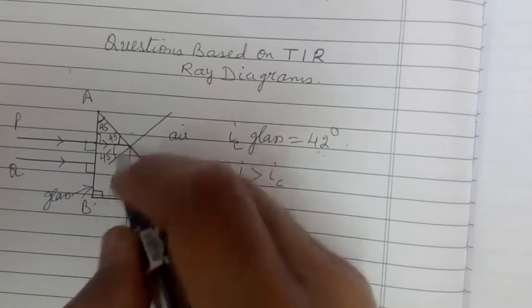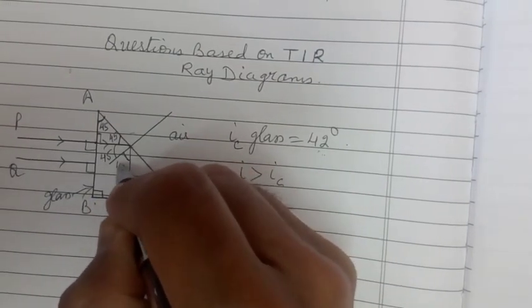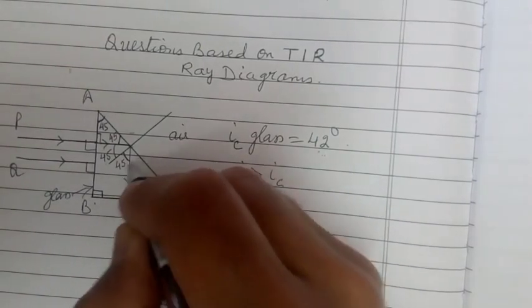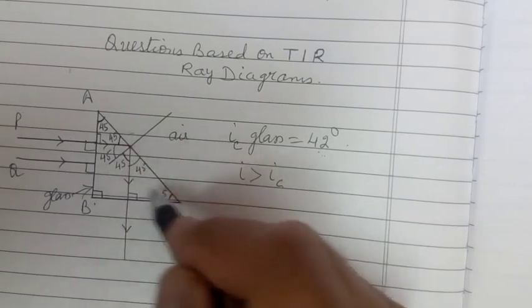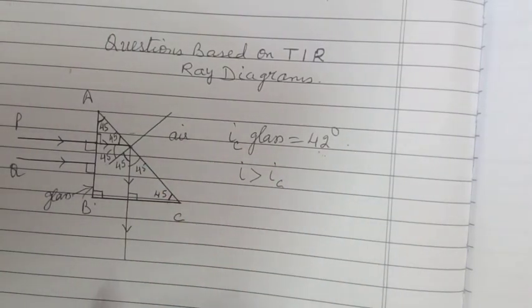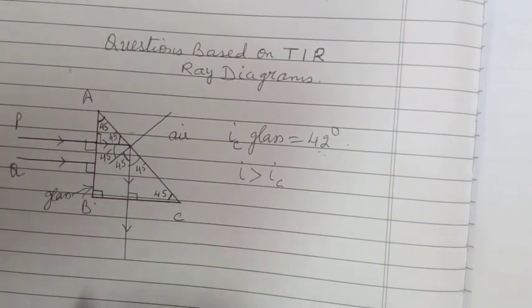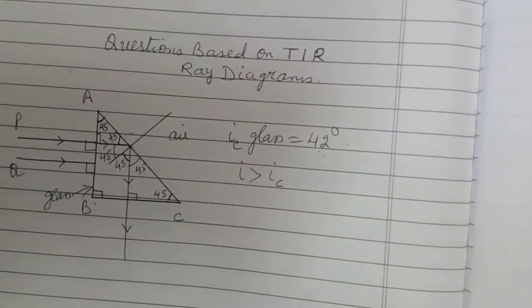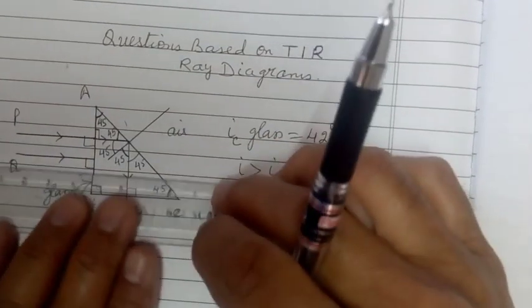So this angle is 45. Since the ray is a reflected ray, this angle is also 45 degrees. Similarly, this angle is also 45 degrees. So you need to mark all these angles for at least one ray. You need not mark for all the rays, but at least for one ray you must mark these angles. So one ray is complete. Now similarly the second ray also goes the same way.